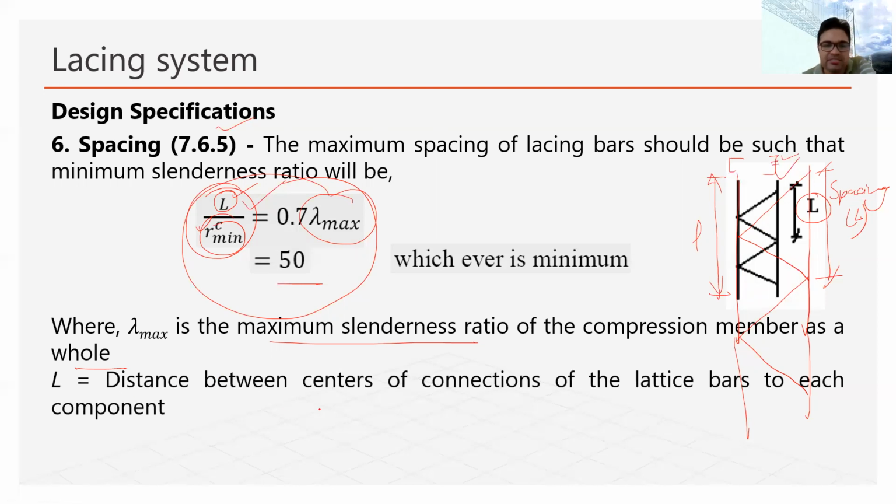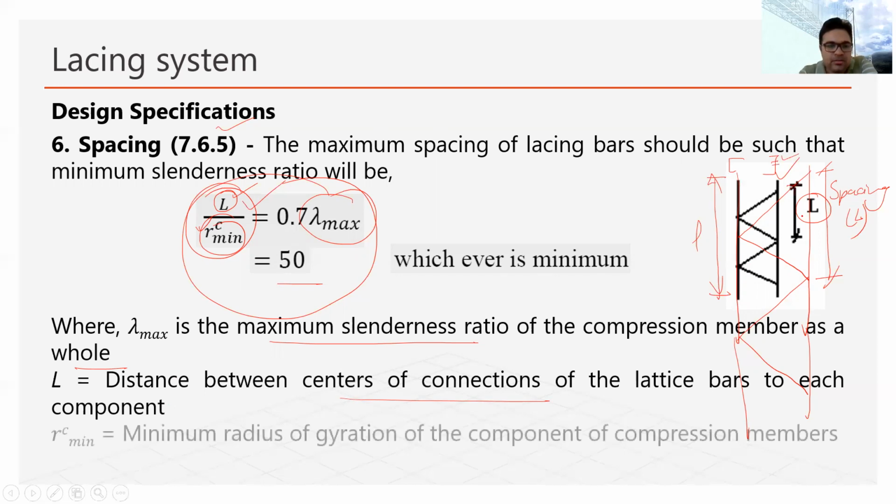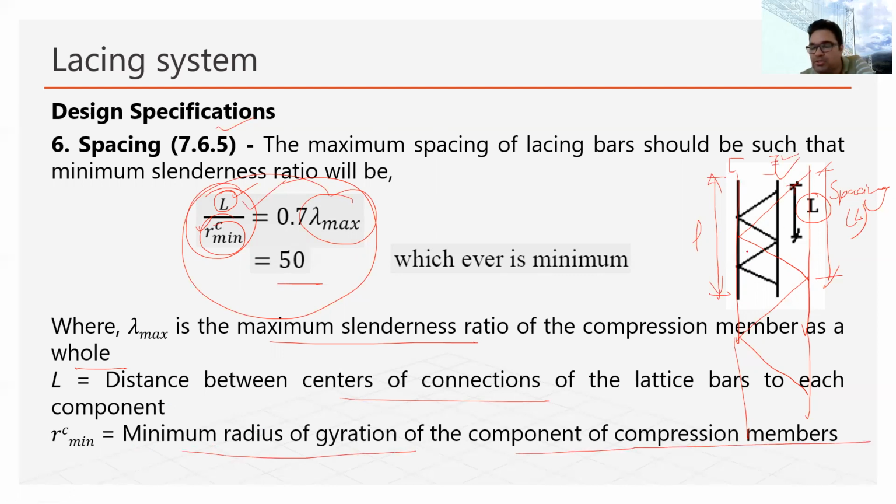Similarly, L is the distance between centers of the connection. There you can see this is the L value. r_c minimum, as I said, is the minimum radius of gyration of the component of the compression member. It is not for the whole member, it is just for a single part, like this one. This is a channel section, or it may be any other section. For the individual component, this will be r_c minimum, and we will select that. We will solve an example to explain this.